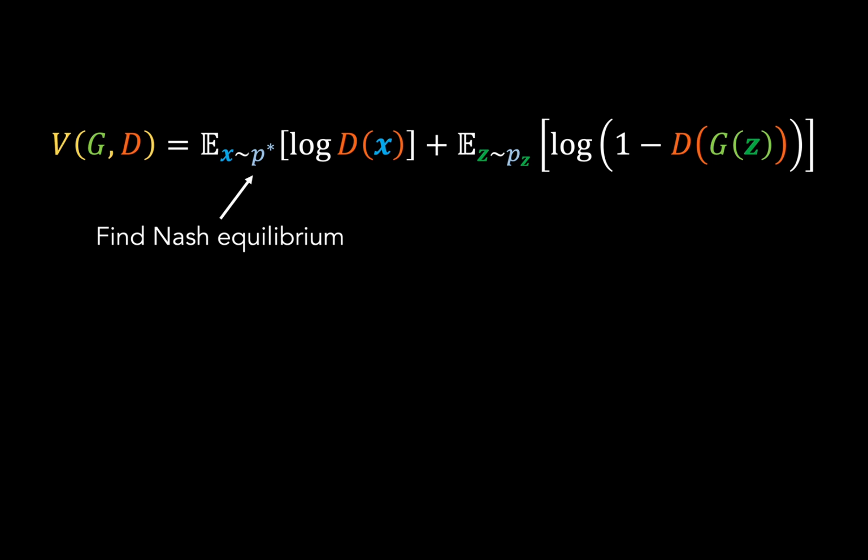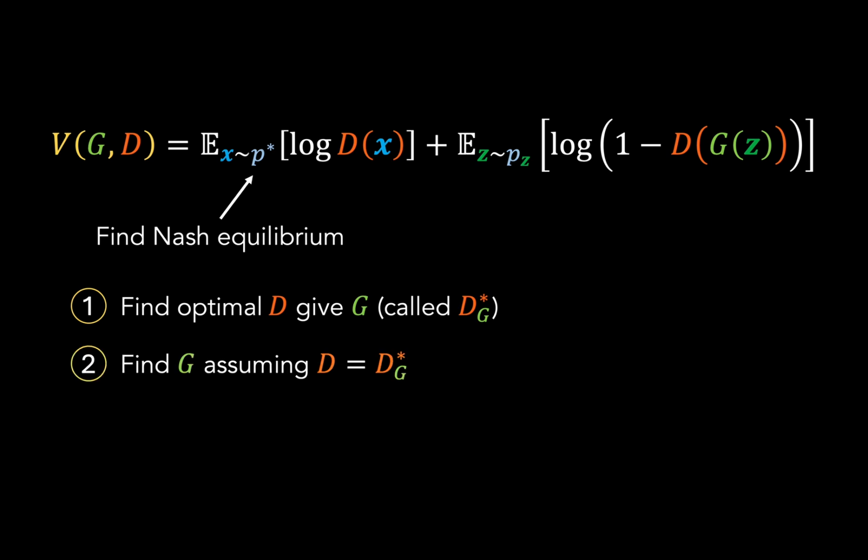Our strategy will be as follows. First, we're going to find an expression for the optimal discriminator given any particular generator, and we're going to call this D star. So in other words, given some generator G, this is the ideal configuration for D that minimizes the discriminator loss. Second, we're going to find the optimal generator, assuming that our discriminator remains optimal throughout the entire process. Now remember that our goal is to prove that if we train both our models to optimality, then PG is going to align with P star.